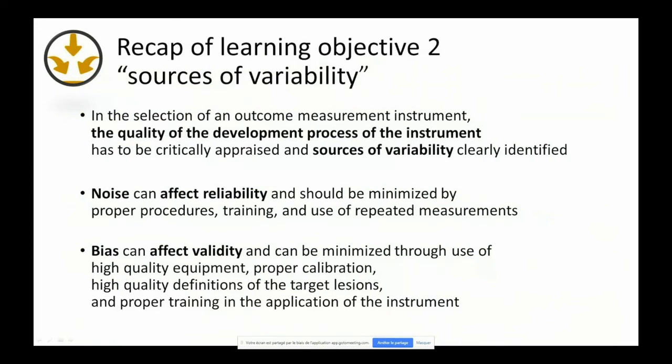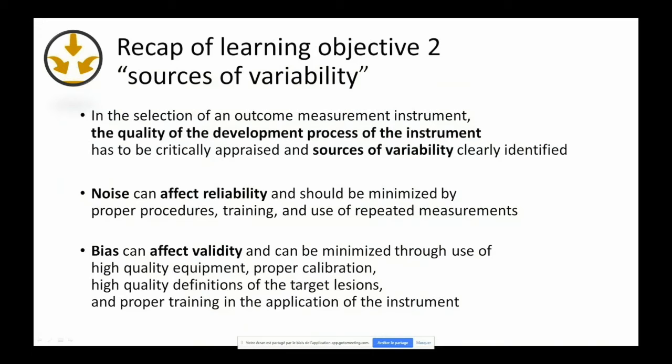And as a recap of our learning objective 2, we have to pay attention when we are selecting our instruments that the quality of the development process of the instrument is completely clear, and this part should be critically appraised and the sources of variability clearly identified when we are choosing our measurement instrument based on imaging.